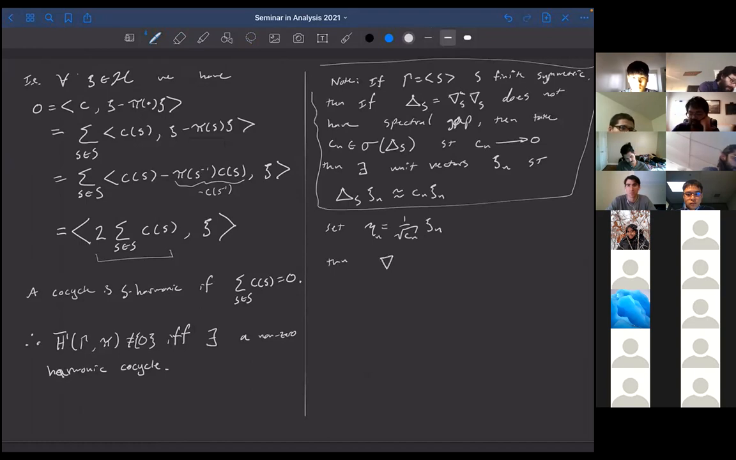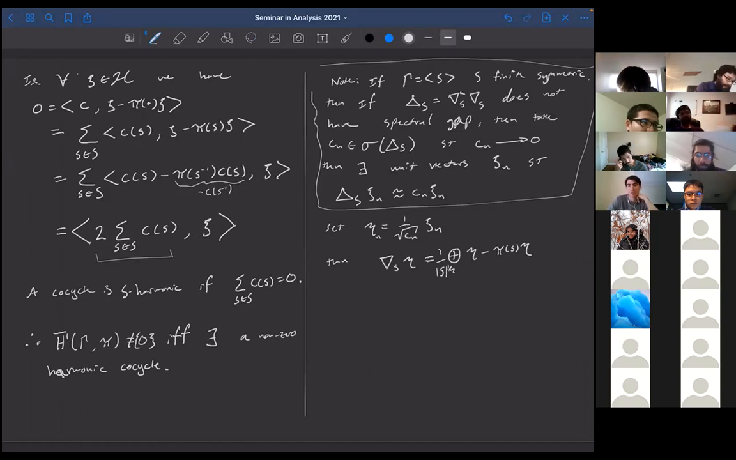Now, ηn may be very large, but what do we compute? What is the gradient of these ηn's? Notice, the gradient is exactly the direct sum, 1 over square root of s, and now we have η minus π(s)η. So this is exactly our cocycle, our inner cocycle, which we realize in this way. So this is a cocycle embedded into this Hilbert space.